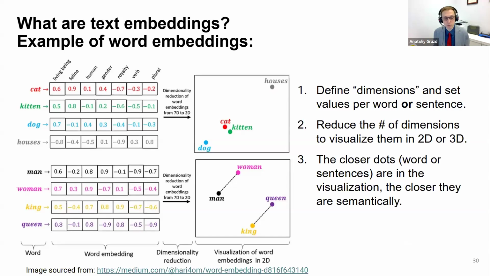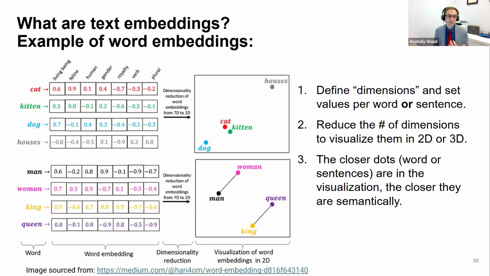The easiest way, I think, to explain it is to start with word-level embeddings. So just a single word. For each word, and in this example we have words like cat, kitten, dog, houses, man, woman, king, queen, we need to represent them as a set of numbers, but not random numbers. They should be numbers that make sense in a way that tells us whether one word is most similar to another word. And when we say more similar, we mean more semantically similar.